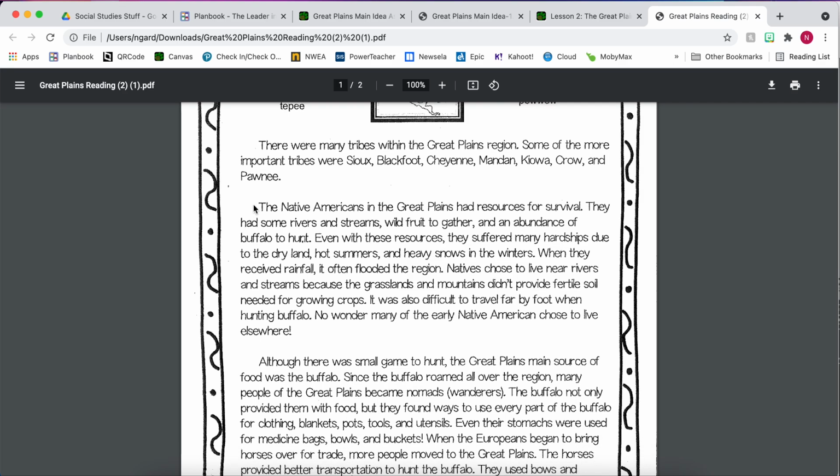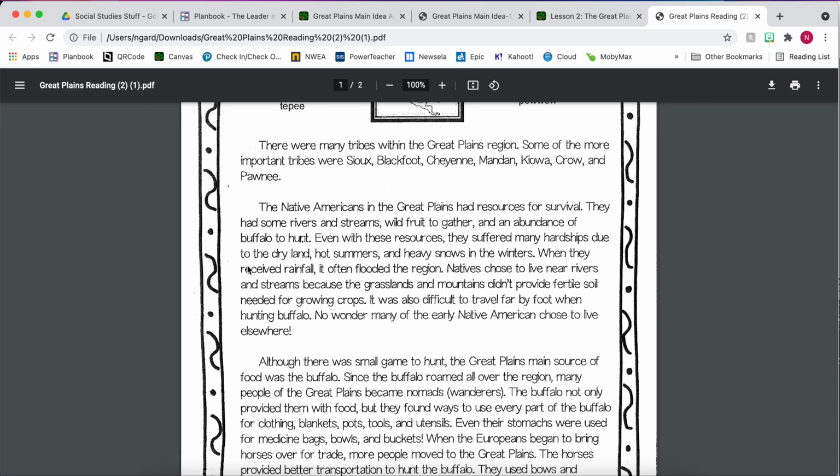The Native Americans in the Great Plains had resources for survival. They had some rivers and streams, wild fruit to gather, and an abundance of buffalo to hunt. Even with these resources, they suffered many hardships due to dry land, hot summers, and heavy snows in the winter. When they received rainfall, it often flooded the region. Natives chose to live near rivers and streams because the grasslands and mountains did not provide the fertile soil needed for growing crops. It was difficult to travel by foot when hunting buffalo. No wonder many of the early Native Americans chose to live elsewhere.